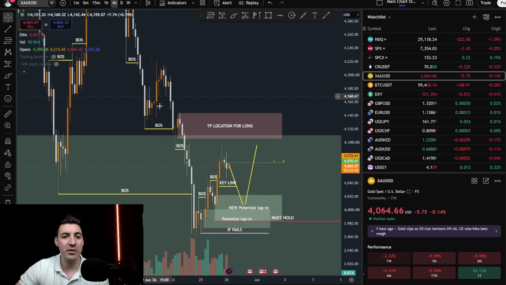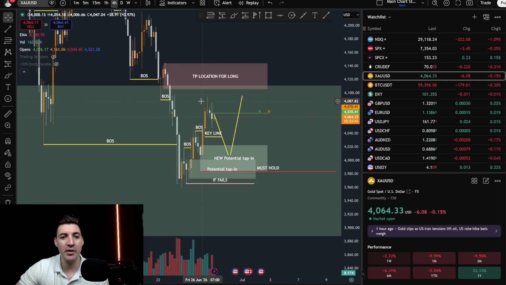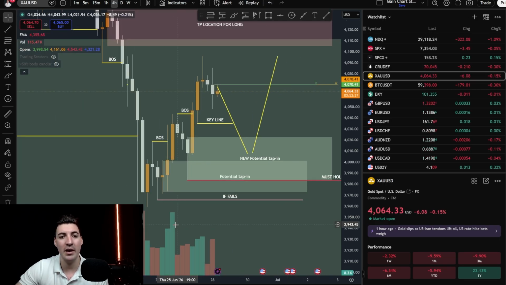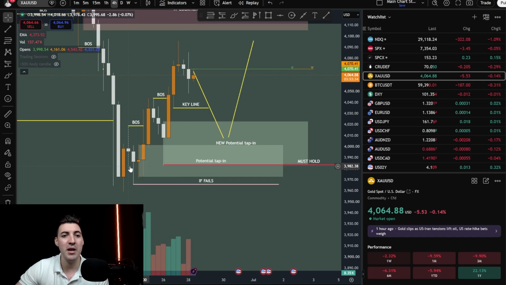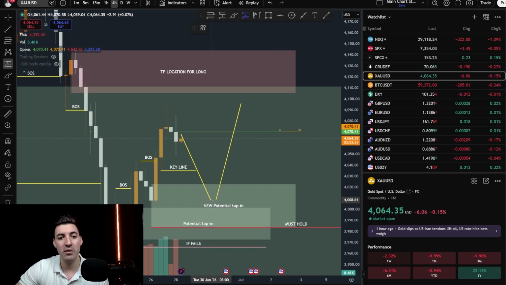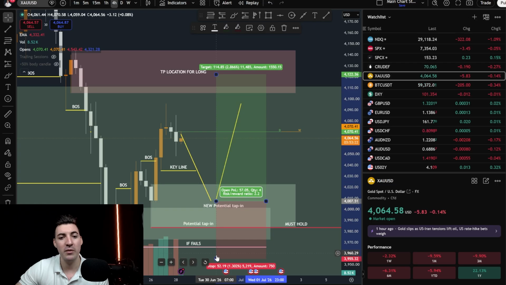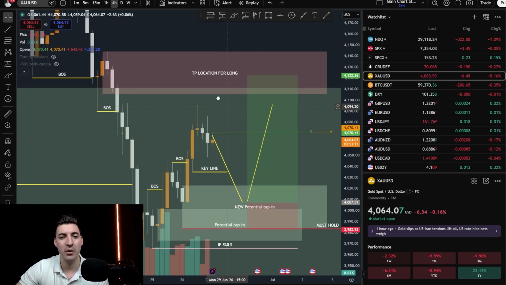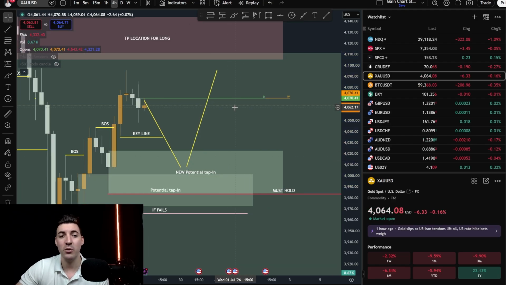So at this point in time, yes, we got some breaks of structure here, but we are having that initial reaction to this demand zone. We are now producing higher highs and higher lows. What I'm waiting for at the moment is the price to come back down, hopefully. Hopefully we'll see this key line get broken back into this new potential tap in. And then I would be looking for a position, something such as this, targeting this take profit location from that long position. That is all I'm looking for at the moment.